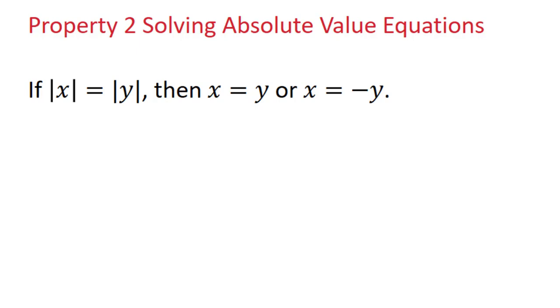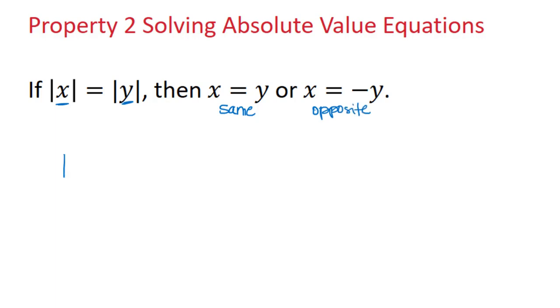Now, there's one other property that you're going to see, and that is when you might have the absolute value equal to the absolute value. So this property states that if the absolute value of x is equal to the absolute value of y, then x has to equal y, or x has to equal negative y. So what this is saying is that the only way that two absolute value expressions are equal is if their inner expressions are the same, or if their inner expressions are opposite. So you have to set those inside expressions equal to each other or opposite of each other.